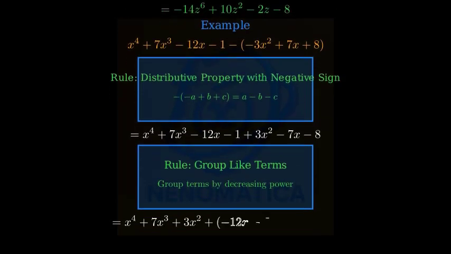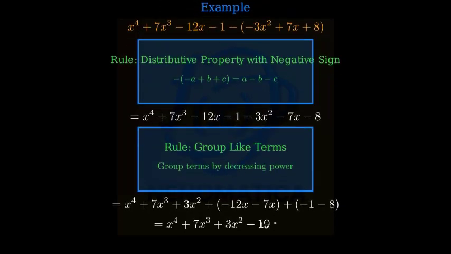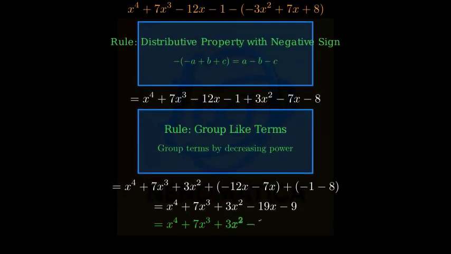We get x to the fourth power plus 7x cubed plus 3x squared plus negative 12x minus 7x plus negative 1 minus 8. Combining like terms, we get x to the fourth power plus 7x cubed plus 3x squared minus 19x minus 9. And that's our final answer.